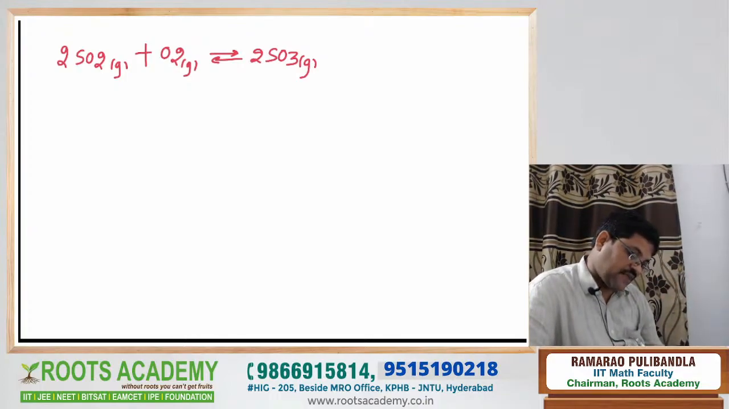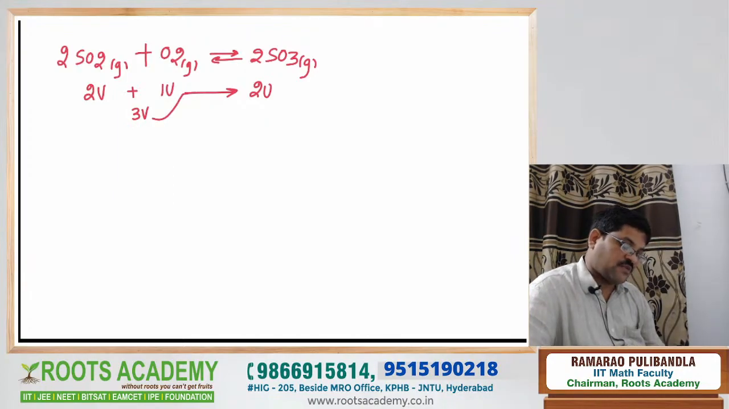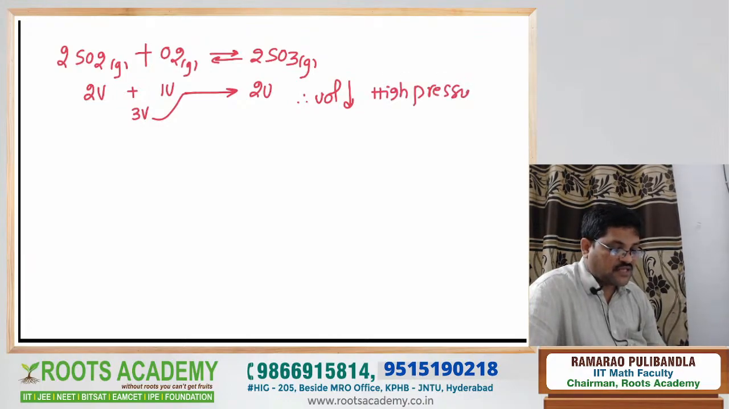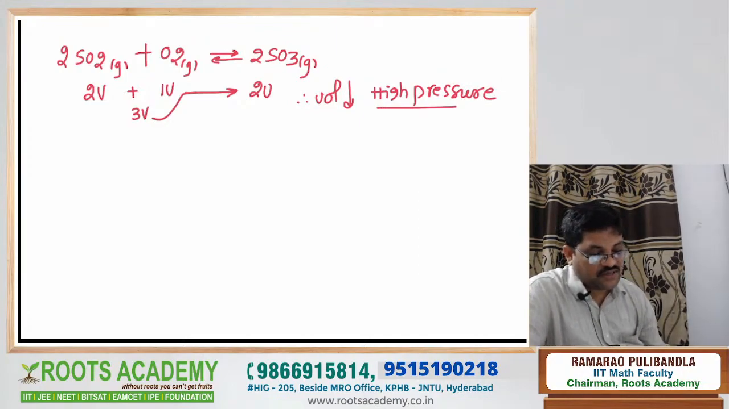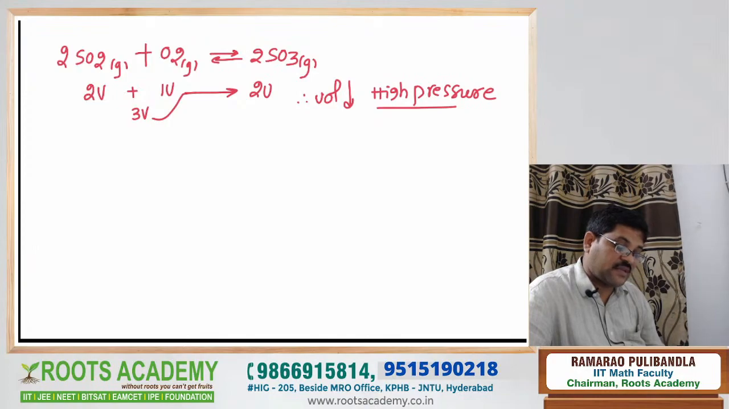First of all, the effect of pressure. This is 2 volumes, this is 1 volume, this is 2 volumes. 2 plus 1 means 3 volumes. 3 volumes becomes 2 volumes. That means volume decreases. As volume decreases, high pressure is required, because in the forward direction the volume decreases, so high pressure should be used. Pressure is over.